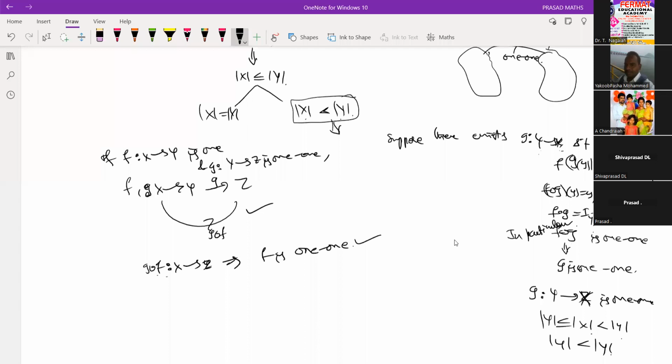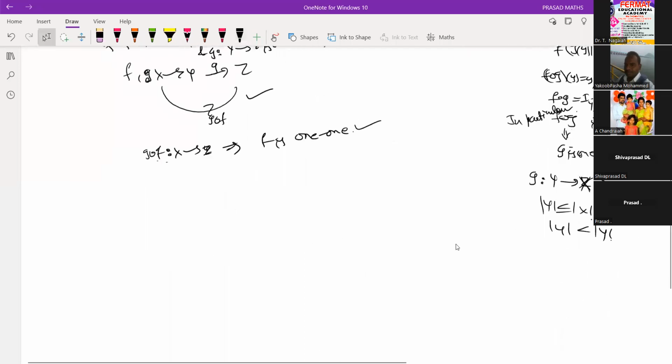Right? So what do you get? There is no such possibility there. So you assume that if there is a function g from y to x in such a way that f circle g is equal to the identity function on y, you are going to get a contradiction. Of course, we are going to give a counterexample also.